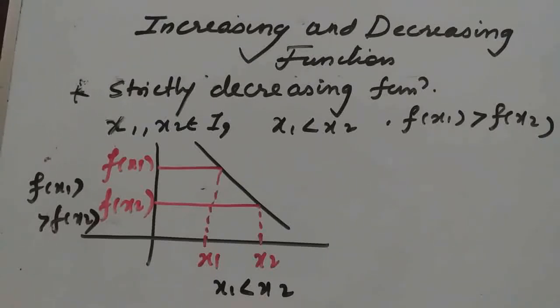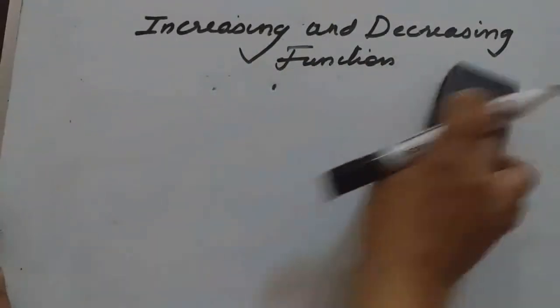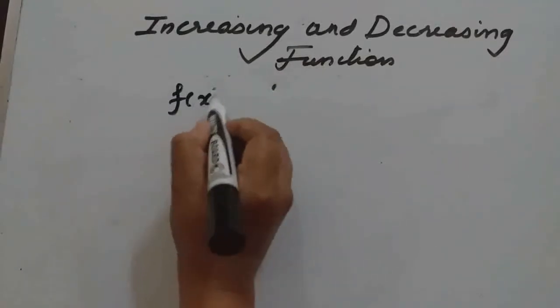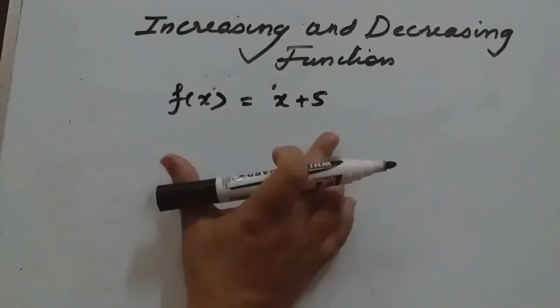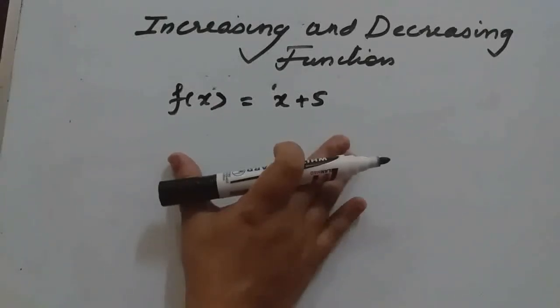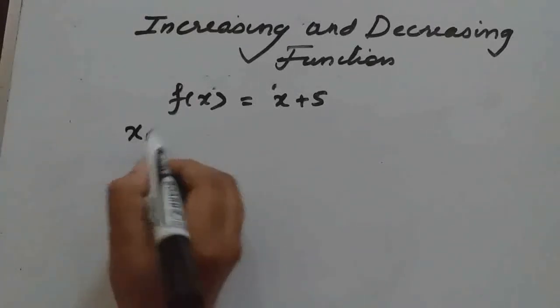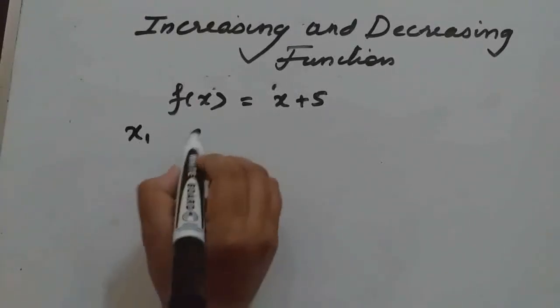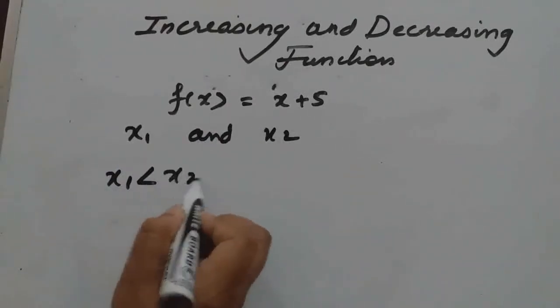So by using the definition we can show a function is increasing, decreasing or strictly increasing. See, one example I will tell here. Suppose f of x is equal to x plus 5. Show that the function is strictly increasing. Here by using the definition, how can we solve? We will consider 2 points here, x1 and x2, such that x1 is less than x2.